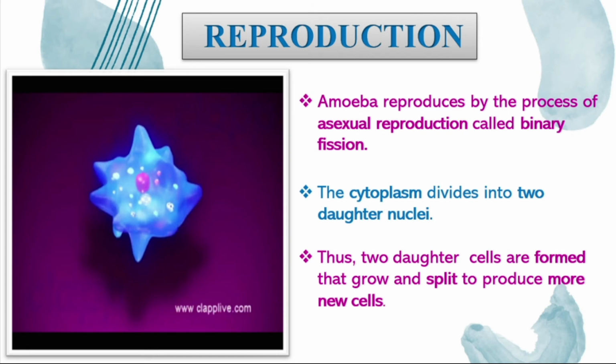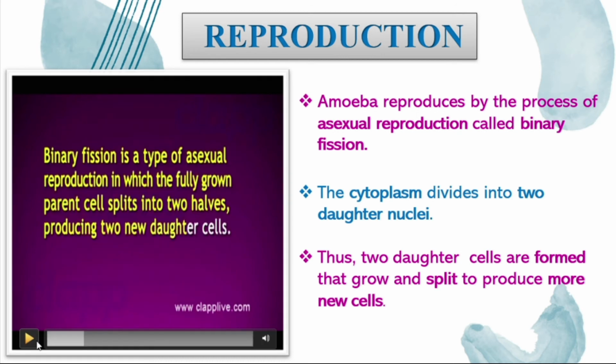Reproduction. Amoeba reproduces by the process of asexual reproduction called binary fission. Here, any characteristics of sexual reproduction are absent. So the mode of reproduction is asexual, by the process of binary fission. The cytoplasm divides into two daughter nuclei. Binary fission is a type of asexual reproduction in which, when fully grown, the parent cell splits into two halves, forming two new daughter cells.